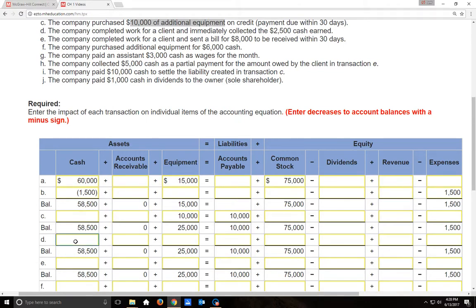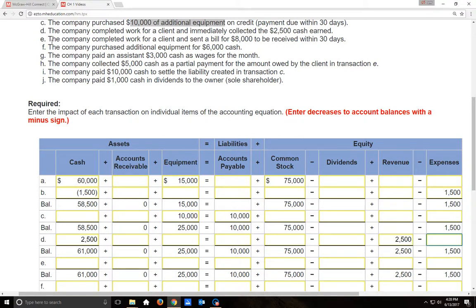So in Part D, cash goes up by $2,500. To show that the revenues increase, put that as a positive sign as well, and revenues increase by $2,500 as well. So after transaction D then, we have a balance of cash left of $61,000. Equipment balance is now $25,000. Accounts payable, $10,000. Common stock, $75,000. Revenue, $2,500. And expenses, $15,000.